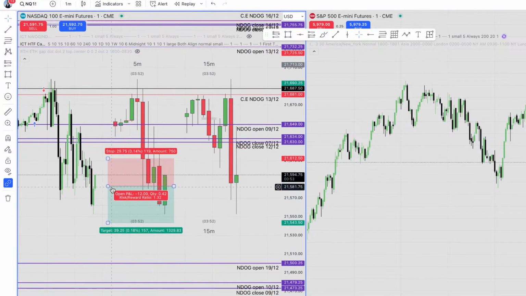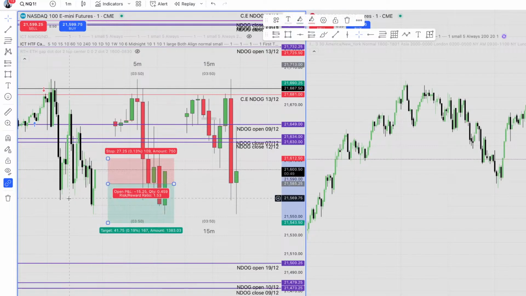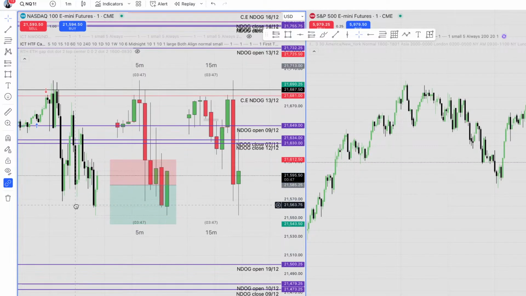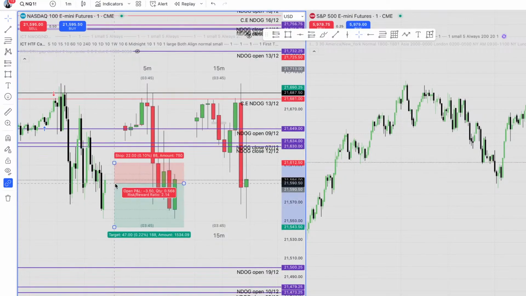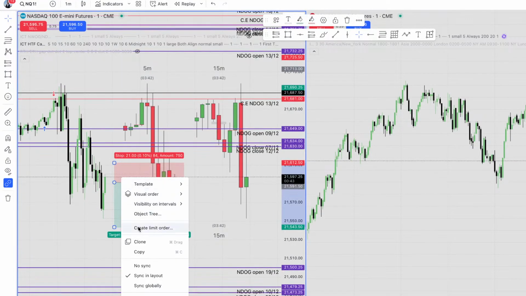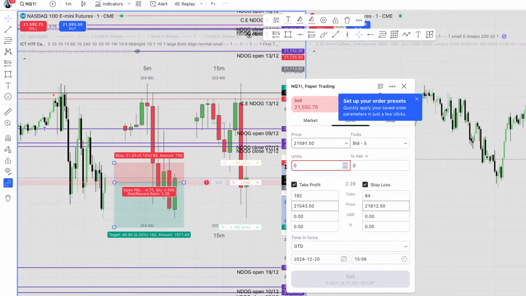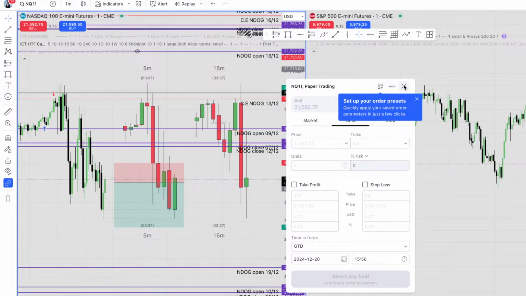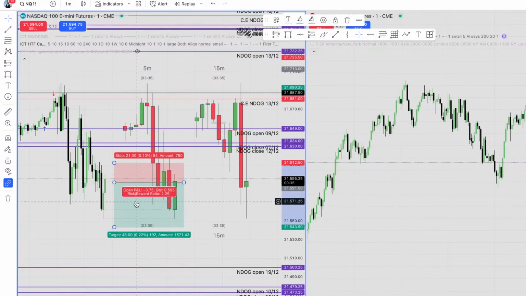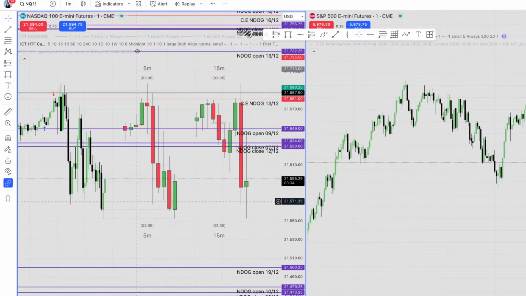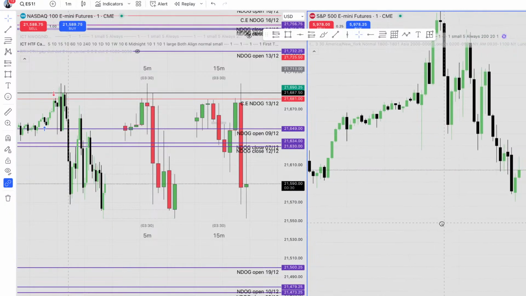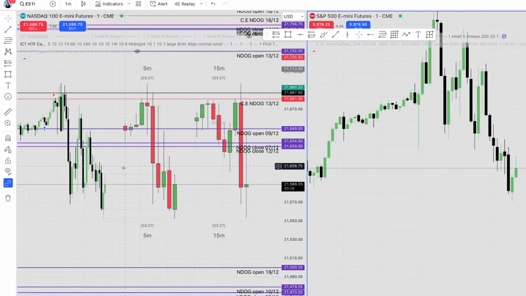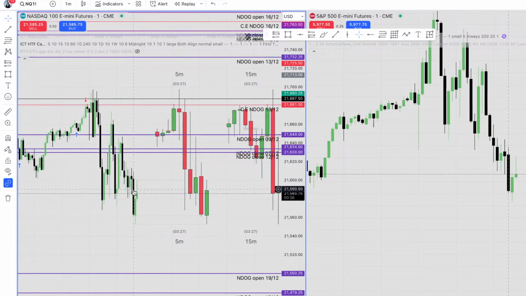Okay, we have a fair value gap here. It touched that order block. Okay, it's permissible, I think, here. No, I'd like to see an SMT. I'd like to see an SMT to continue short. But I like this. I like this.